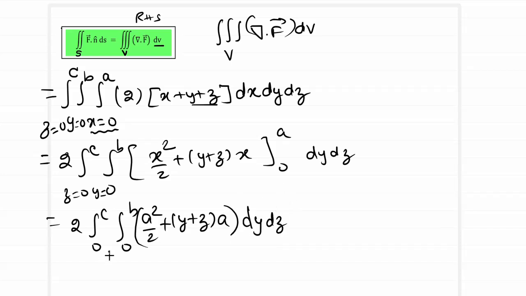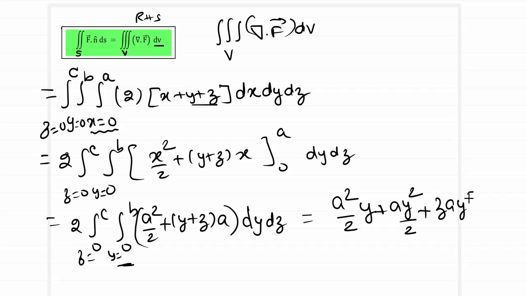Now let us move to the second variable, y. With respect to y, a squared by 2 is a constant, so you will have a squared by 2 times y. Then y times a, so you will have a into y squared by 2. z a is a constant, so z a y will be my quantity on integration. So apply the limit from 0 to b. Still we have 0 to c, dz left out.